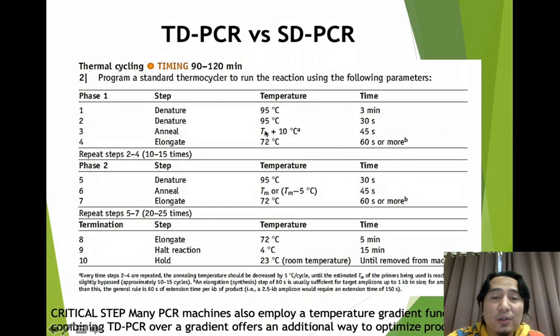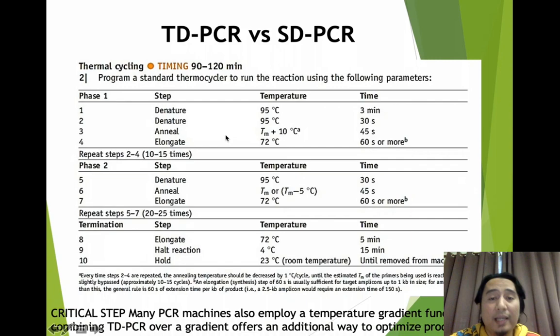Okay, so 50 plus 10 is 60. From 60, each cycle it decreases by 1, which is 10 cycles. And at last, when it enters the second phase, the annealing temperature at the TM point is like 50, or 50 minus 5, 45 degrees for 45 seconds, and elongation is the same, and this is the last, the termination step.